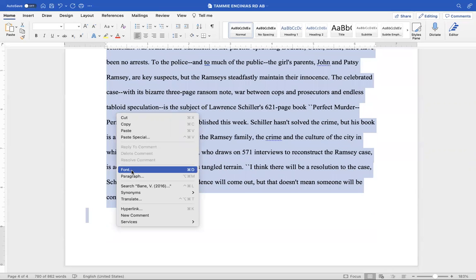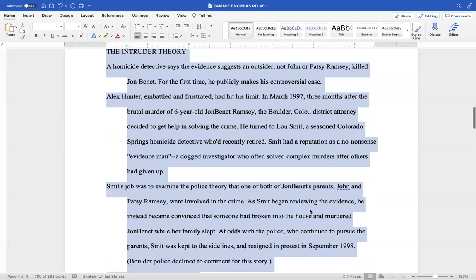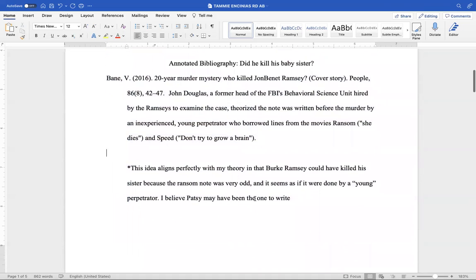Let me get started with this. So just go to paragraph. Everything is set at 0. Perfect. Okay, now we're going to go to hanging. Now we'll still have some work to do, but let's go back up here. Okay, so now this is hanging indent.